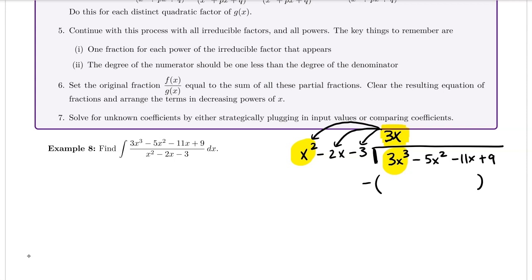And so 3x times x squared is 3x cubed. Then 3x times negative 2x is negative 6x squared. And then 3x times negative 3 is minus 9x. And now I want to subtract these. So 3x cubed minus 3x cubed is 0. Negative 5x squared minus negative 6x squared is just x squared. Negative 11x minus negative 9x gives me minus 2x, and then I want to bring down this 9 here. So I have plus 9. I'm going to erase this 0.